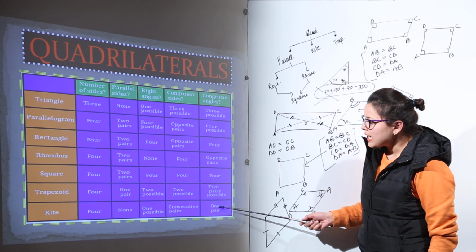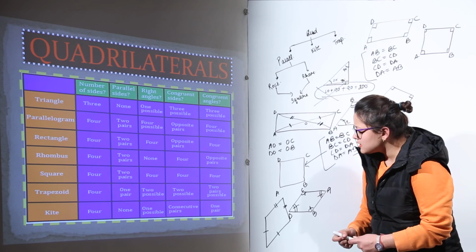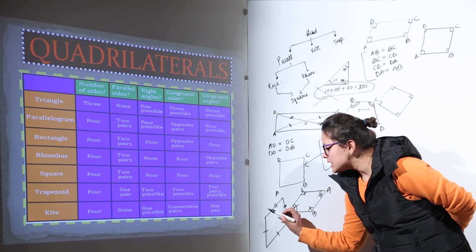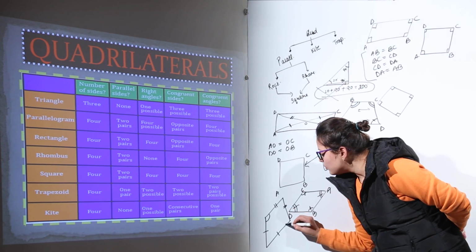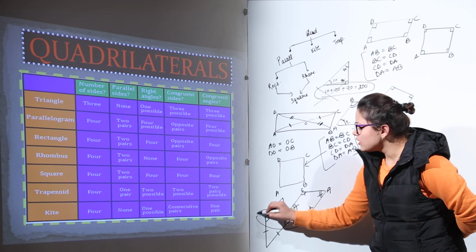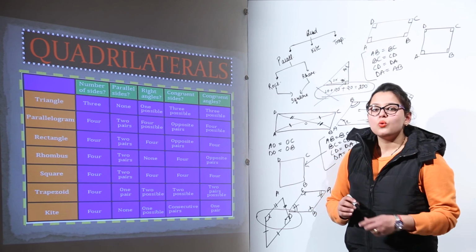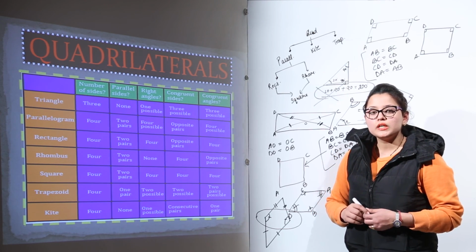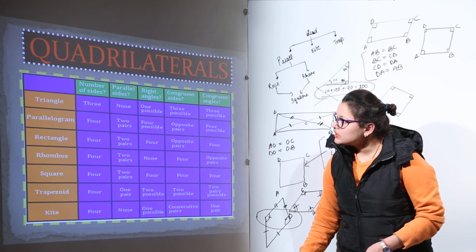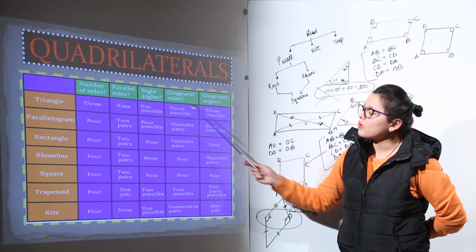The last is for kite. Kite is only going to have one pair of congruent angles. Reason being, as we did the properties, the kite property says that only this angle is equal to this angle. That means only one pair of angles can be equal in a kite. That means we can say only one pair of congruent angles are possible in a kite. So this was about the quadrilaterals, and I have revised it and summarized it in the form of comparison.